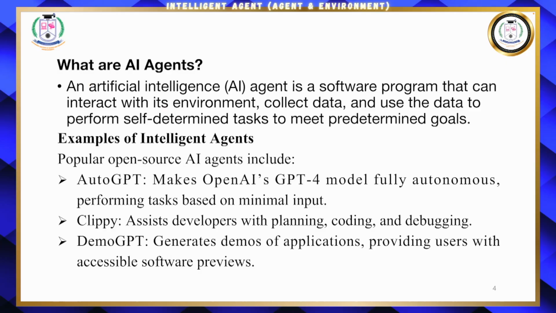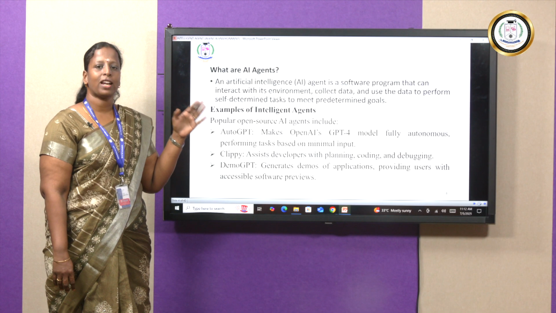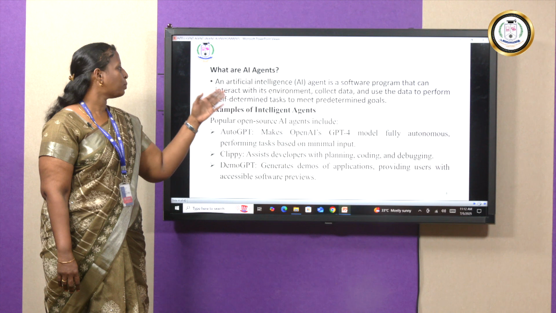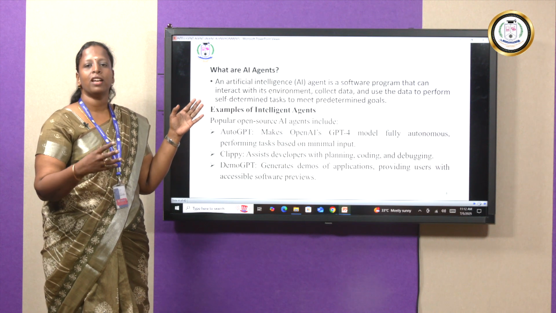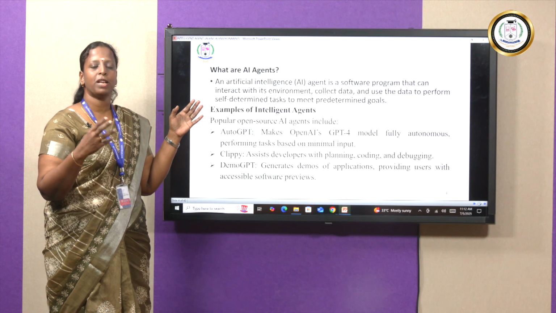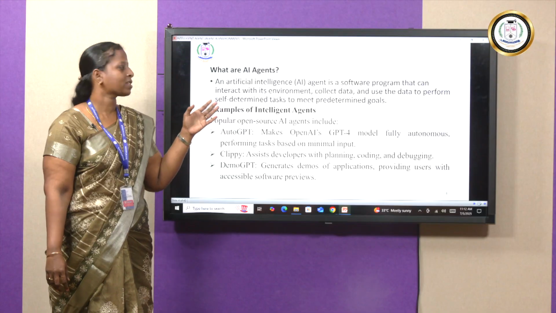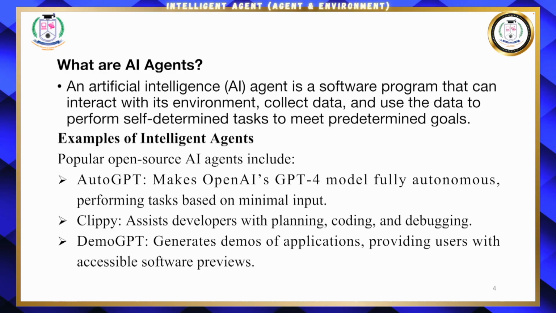Next we will see what is an agent. An agent is a software program which interacts with the environment and collects the data. On the basis of the collected data, it performs actions, and finally the goal is achieved on the basis of the non-deterministic task. Next we will see some examples of intelligent agents.